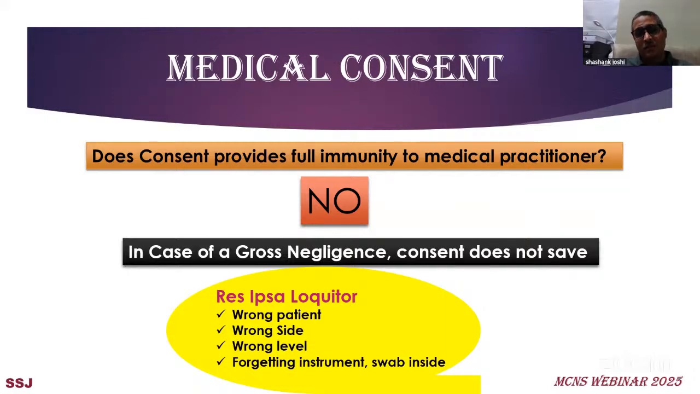So if you have these four things, whatever detailed consent you are taking doesn't help. If you operate upon the wrong patient, if you operate on the wrong side, if you are operating at the wrong level, and if you are forgetting an instrument or swab inside the patient's body. So these are really gross negligence.